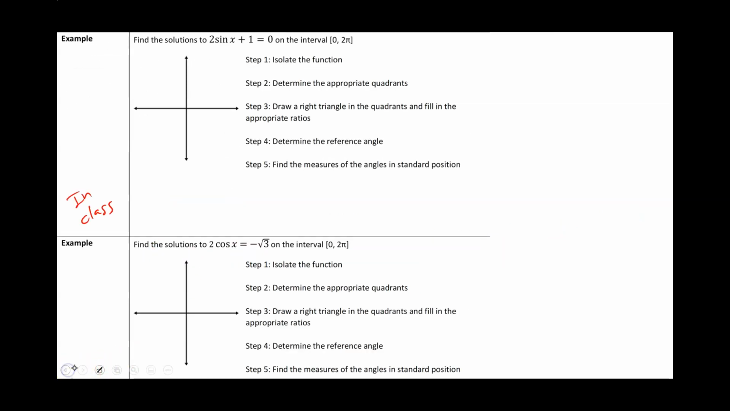Determine the appropriate quadrants. So we're going to ask ourselves, in which quadrants is sine positive? Because we have a positive 0.79. All students take calculus. That's going to be in quadrant 1 and quadrant 2. Now here's where we're going to do things a little bit differently. So we're going to sketch our angle in quadrant 1 and in quadrant 2.